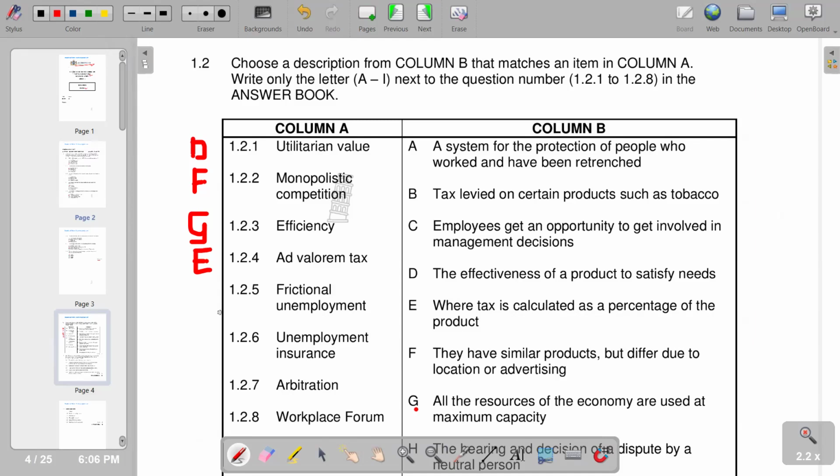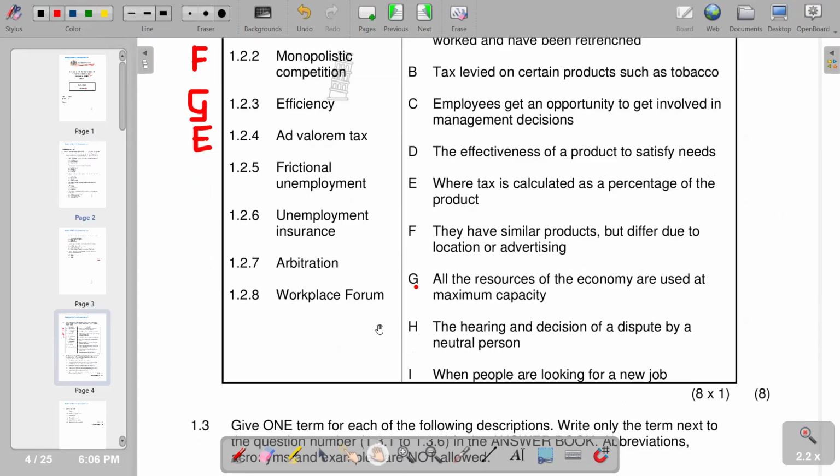1.2.5, frictional unemployment. Basically, we have got many responses that we need to go through. But if you go to I, it is when people are looking for a new job. Remember when someone is laid off and in the process of looking for another job, the time that we have in between when losing a job and finding another new job represents frictional unemployment. So we have I.